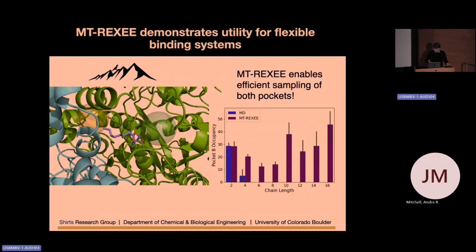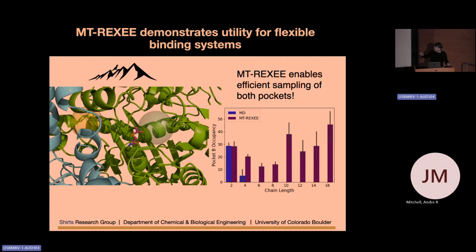Just like a movie of what's going on, you have the chain growing in, shrinking in, and then growing back out. There are these two pockets that do not interconvert on the microsecond time scale. But doing this, we can grow the chain in and out, and it visits each of those pockets. So if you started in pocket A, pocket B occupancy with MD, as the length grows, it just doesn't visit it. But with Mount REXEE, it visits both pockets.